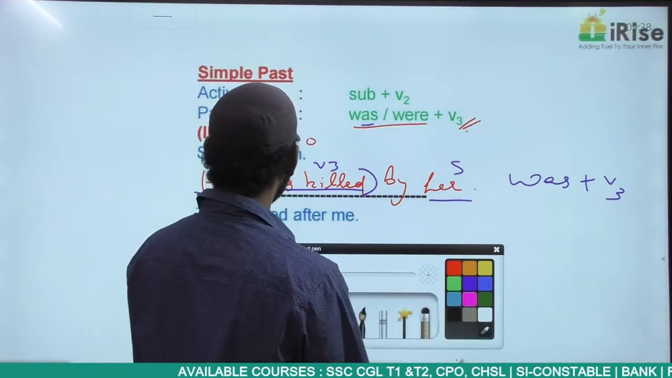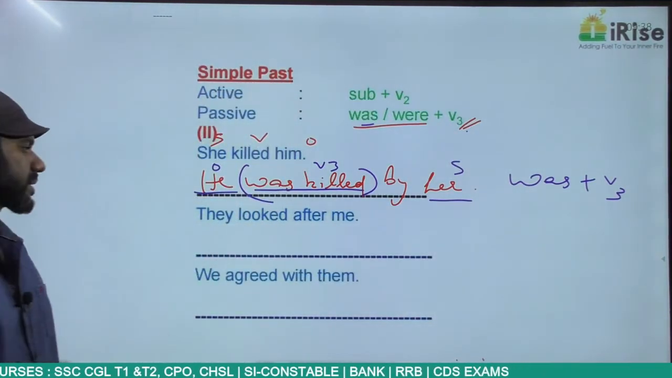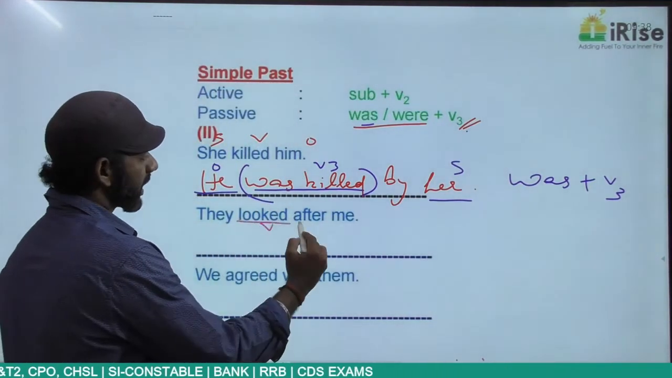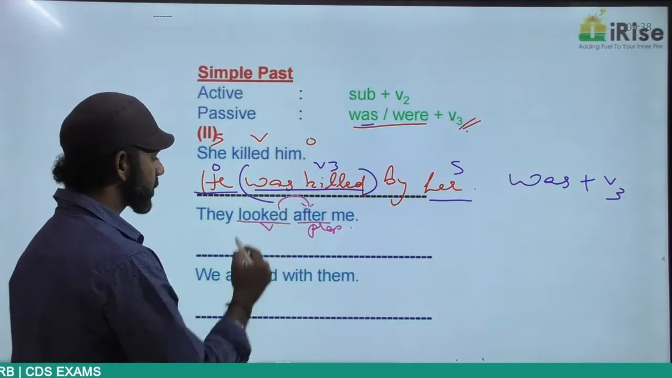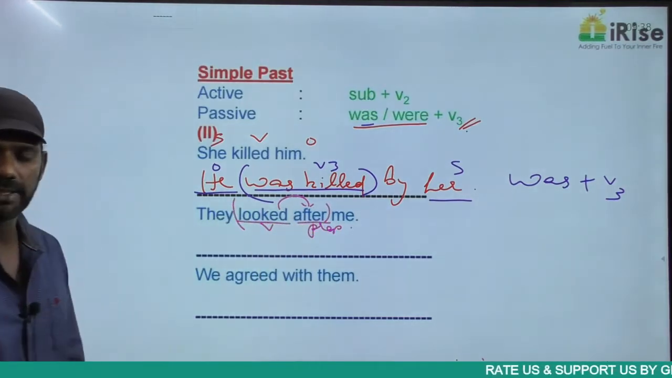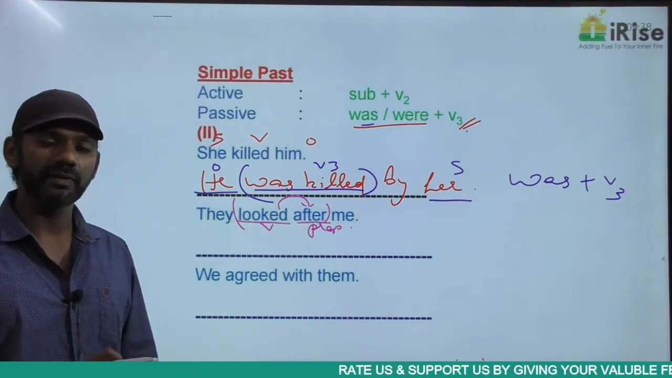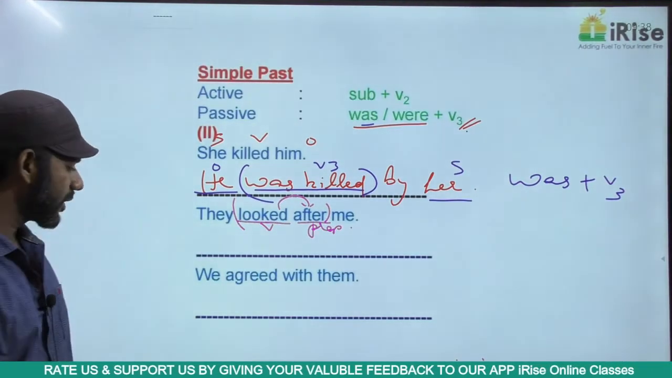They looked after me. Active voice, simple past tense. Looked is a verb. After is a preposition. A verb followed by a preposition is called a phrase. So looked after becomes a phrase. As I told you, we can never divide the words in a phrase. They looked after me, active voice, simple past.